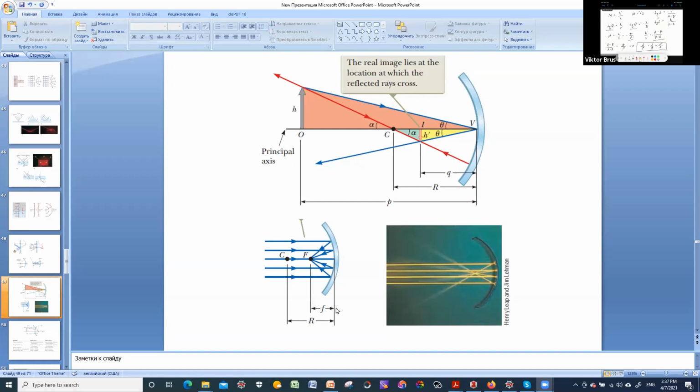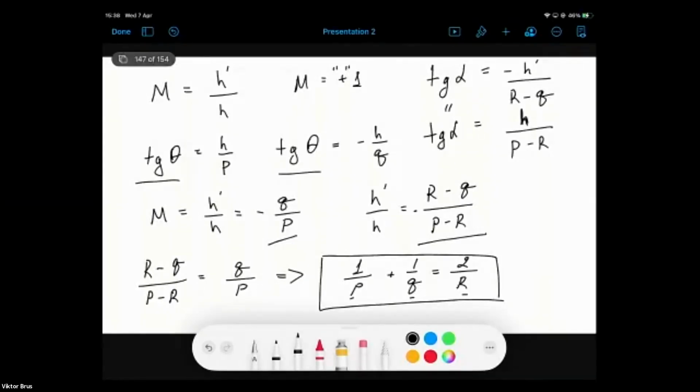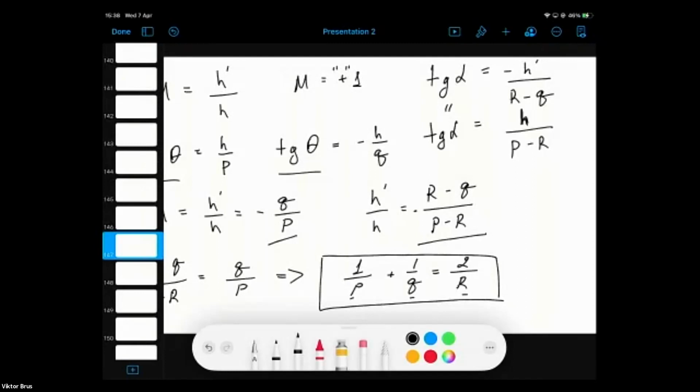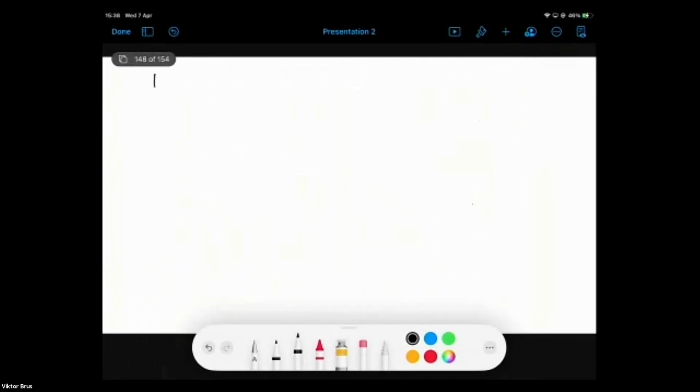and it's important to that extent. It's like some unique feature of the mirror, like some unique parameter. And based on this focal distance, we can rewrite the mirror equation in a bit different form. So let us come back again to the slide where I write. Let's rewrite this mirror equation here, which we derived previously. 1 over P plus 1 over Q is equal to 2 divided by R.